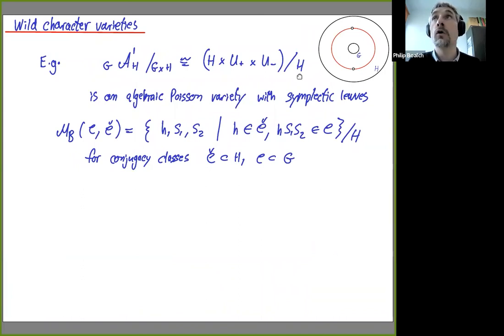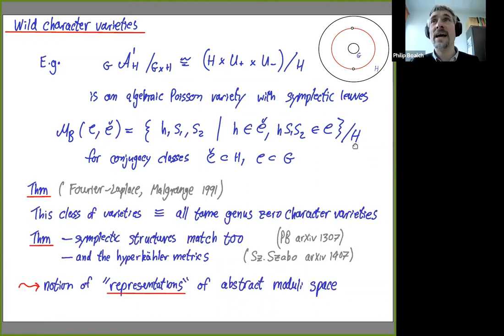The next example would just be to do the same thing, but allow a non-abelian formal monodromy. So I've replaced the torus by H here, so I have this block diagonal group. And if you quotient by G cross H, you get an algebraic Poisson variety with symplectic leaves, as always, got by fixing the conjugacy classes of monodromy around the 2 boundaries. So you fix a class in H and in G like this. And so this is some Poisson variety.